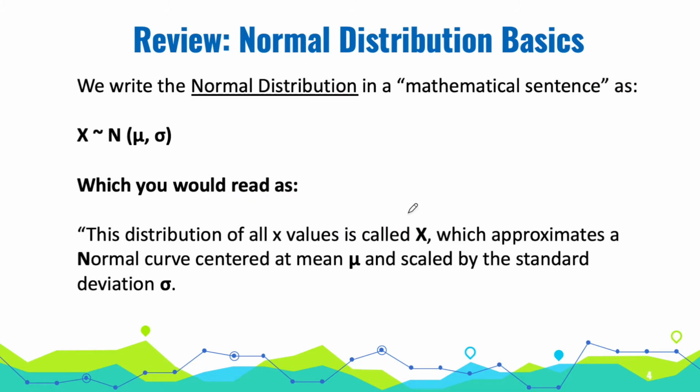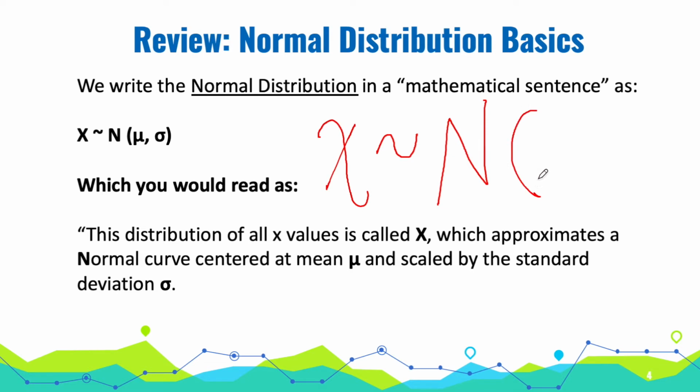Let's talk about mathematical notation. We write the normal distribution in a mathematical sentence as follows: a capital X, a little tilde sign, a capital N, space, and then parentheses, our mean mu, comma, our standard deviation of the population. This is how you would read it. The distribution of all x values is capital X, and this approximates, that's what this symbol means, a normal curve, capital N, and it is centered at our mean, mu, and it's scaled by our standard deviation of the population.